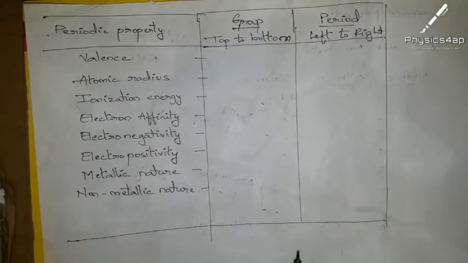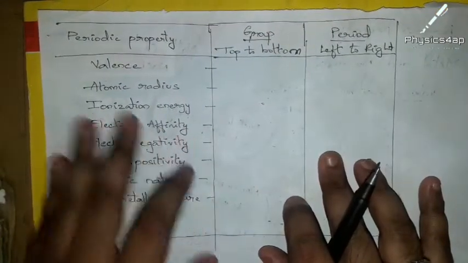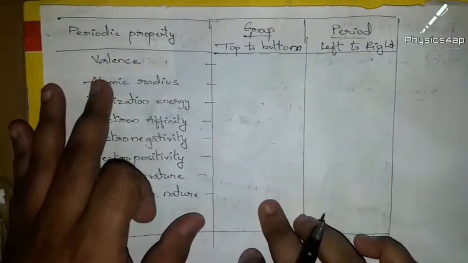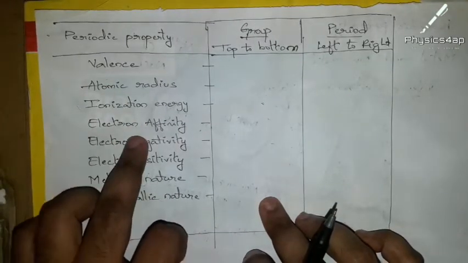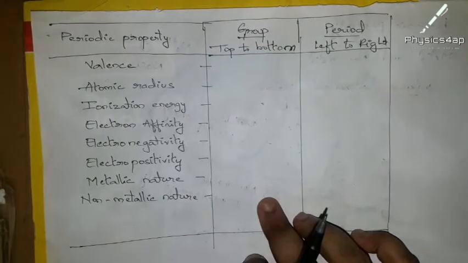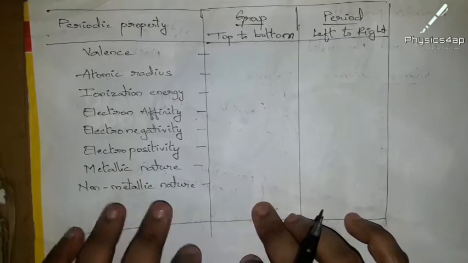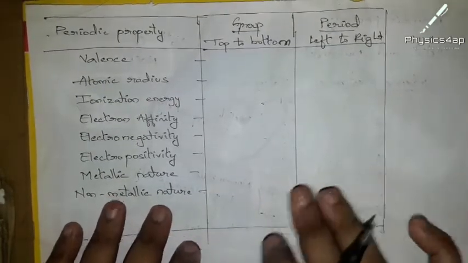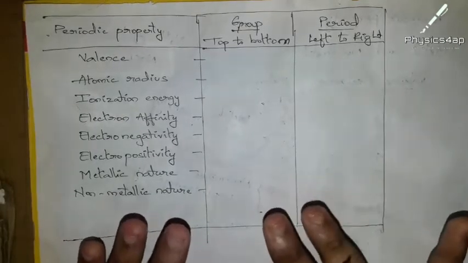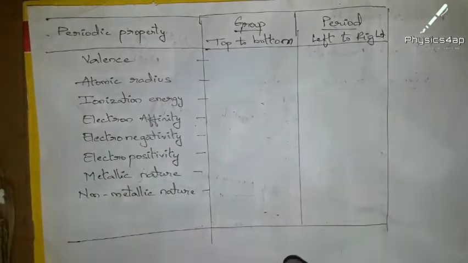So today we are going to discuss the periodic properties and how they vary in a group and a period. The periodic properties are: first, valency; next, atomic radius, ionization energy, electron affinity, electronegativity, electropositivity, and metallic and non-metallic nature. Let us see how these change in a group and a period, that is, whether the values increase or decrease. That we are going to see today.